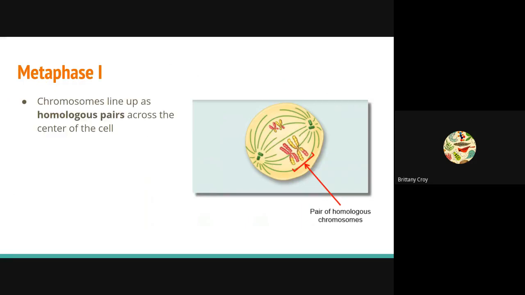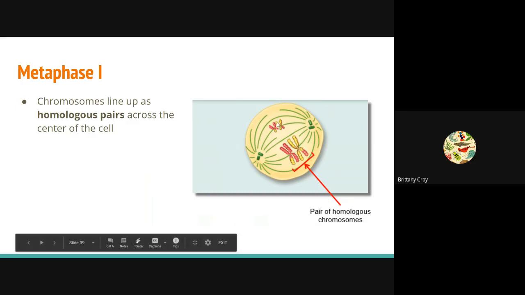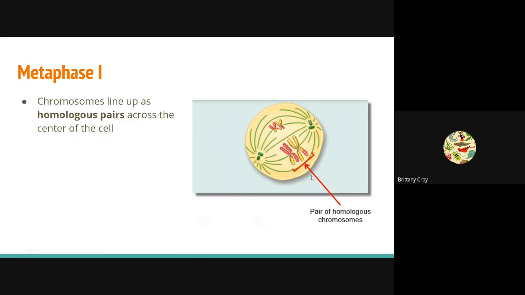During metaphase one, the chromosomes are going to line up in the middle, but what do you notice differently about it? They line up as homologous pairs. So here's the center line of the cell. They're lining up as homologous pairs. And when you look at them, you can tell that crossing over has occurred.